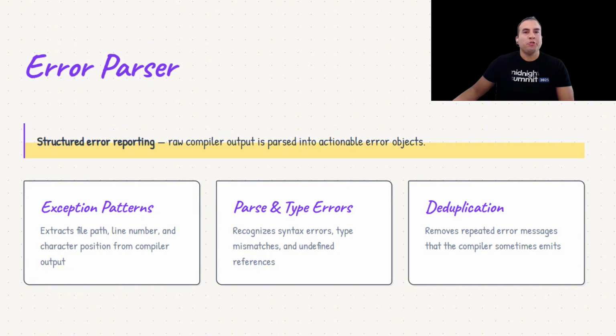And there's a deduplication step. The compiler sometimes emits the same error multiple times in slightly different forms. The parser catches that and gives you a clean, deduplicated list.